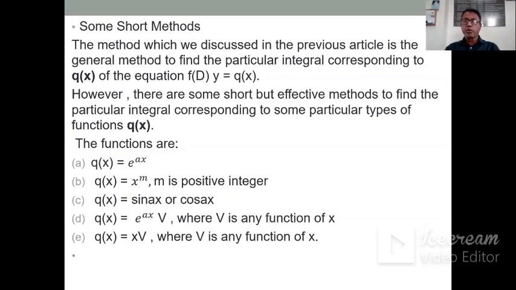If our q of x is not of one of these five types, then we have to use our general method. Just as we have seen in the previous example, in the last lecture, q of x is sec x. In that case, we are unable to use any method from these five methods. For such a type of q of x, we use the general method.